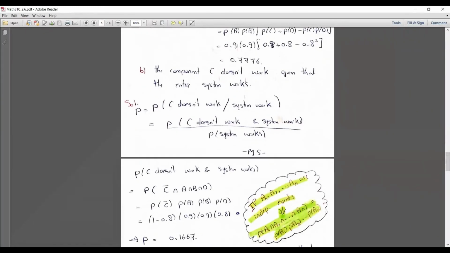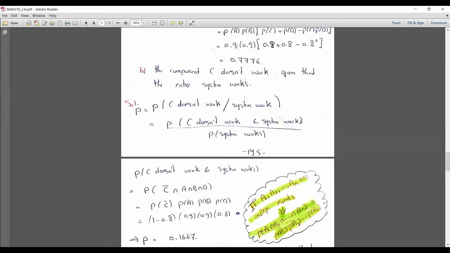This one is P of C doesn't work, and intersection system works, over system works. System works, we know its probability. Let's find the probability of this one. The probability of this one, C doesn't work and the system works. This one means C bar intersection A inter B inter D. Okay, why? Because if D doesn't work, the system is not gonna be working. Besides, C doesn't work, so D should be working. And A and B, they are a must for the system to be working.